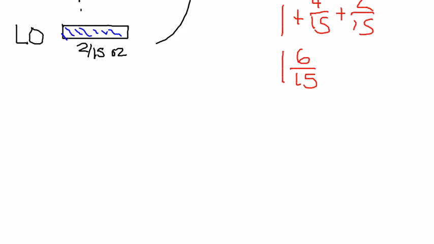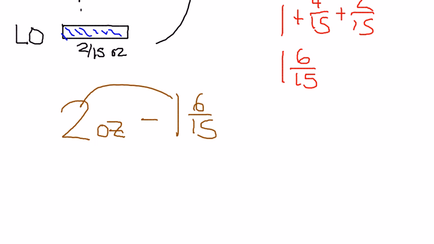Now if I take that away from my original 2 ounces, I have 2 ounces that I started with. I'm taking away 1 and 6 15ths. The first thing I'm going to do is subtract the 1 from here, so I end up with 2 take away 1 is 1 ounce. And I still have to take away the 6 15ths.